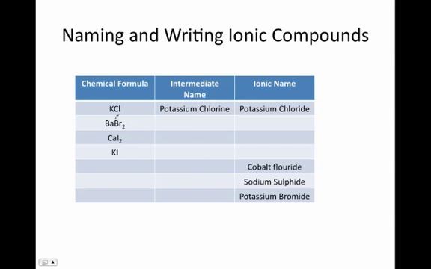Let's see if we can name BaBr2. Again, first you have to ask yourself, is it ionic or molecular? If it's a metal and a non-metal, it's ionic, which means we're dealing with ions. That means this little number here is only there because we're balancing ions. So it's barium, and we've got bromine. So barium, bromine.